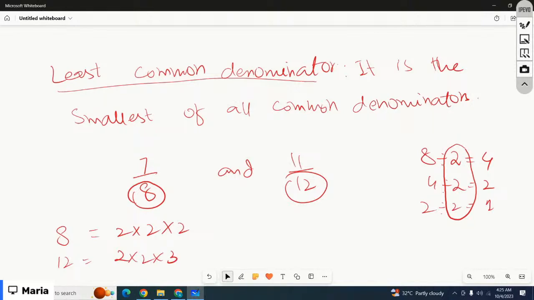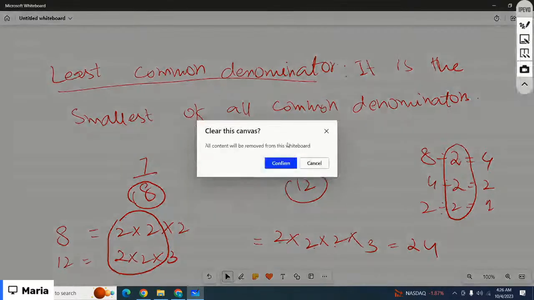So for the factors, now look for the common factors, right? 2 times 2 is the common factor, and your non-common factors are 2 and 3. Just multiply them. 2 times 2 is 4, 4 times 2 is 8, and 8 times 3 is 24. So the least common denominator for 8 and 12 is 24, right? If you have any question, you can please ask. That is a very important lesson, least common denominator. If you have any confusion, please ask.